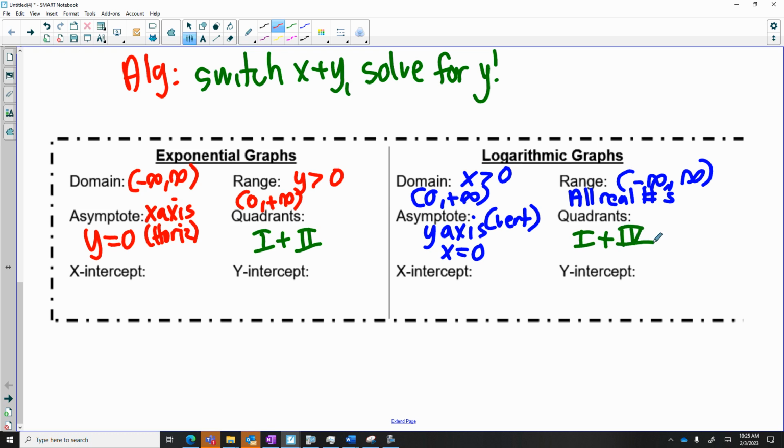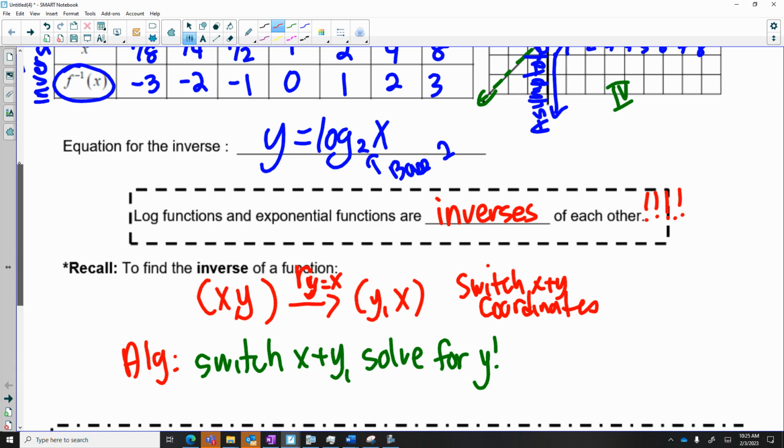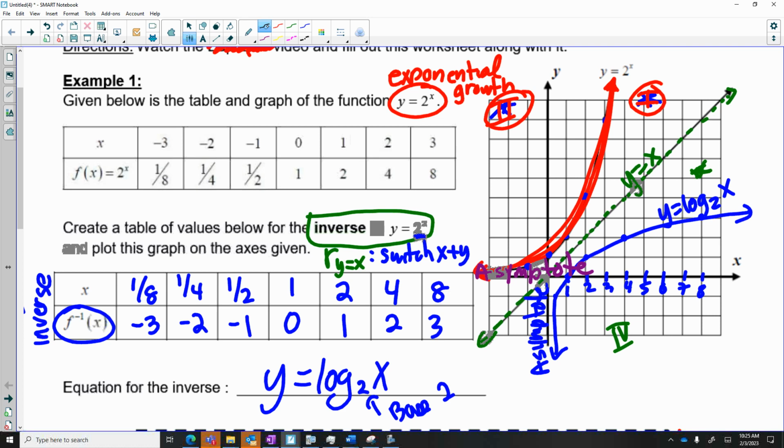Now we go to intercepts, okay? Now remember, if there's an asymptote, there's not an intercept for that thing. So the exponential has a y-intercept of 0, 1, which is right here, and it has no x-intercept. And then when it's switched, the 0, 1 becomes 1, 0. That becomes the x-intercept of the log. So the y-intercept of the original becomes the x-intercept of the log, and the log has no y-intercept because it has an asymptote, okay?